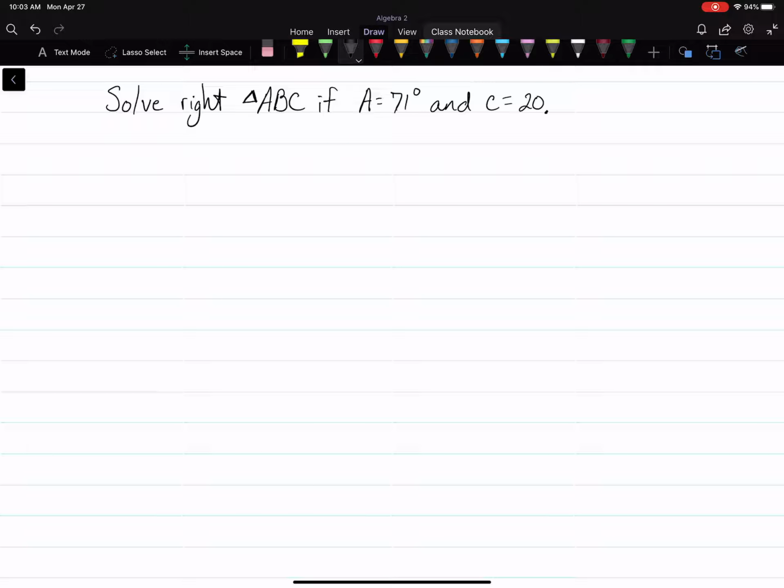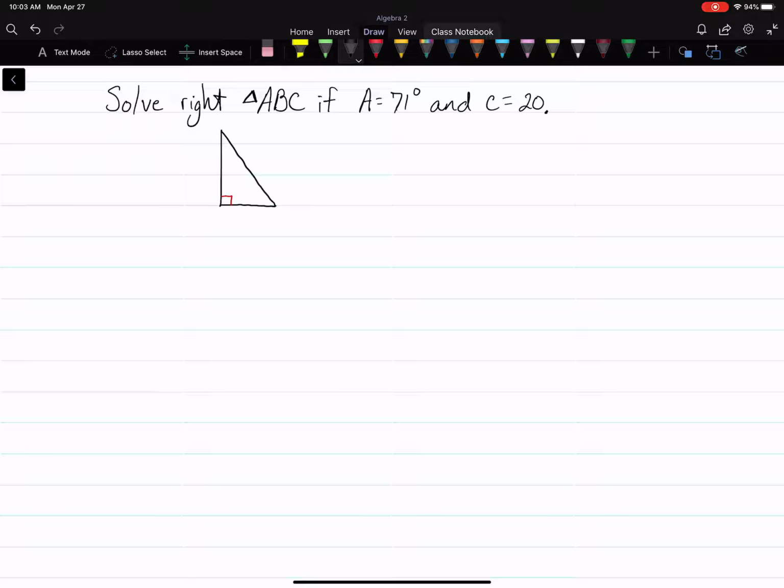We're going to work through a little problem here where the question says solve right triangle ABC if A equals 71 degrees and C equals 20. So the first thing I'm going to do is draw it because that always helps. So I'm just going to draw a right triangle as best I can. Here's my little box to tell me that there's a right angle there.